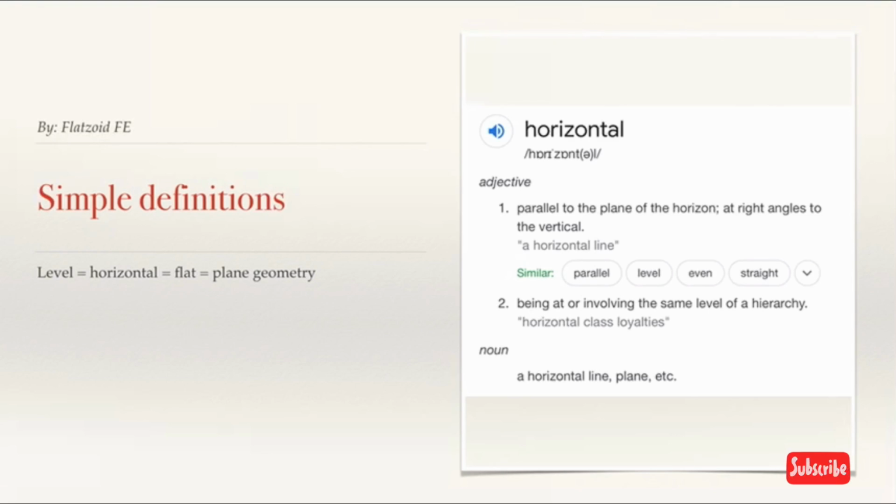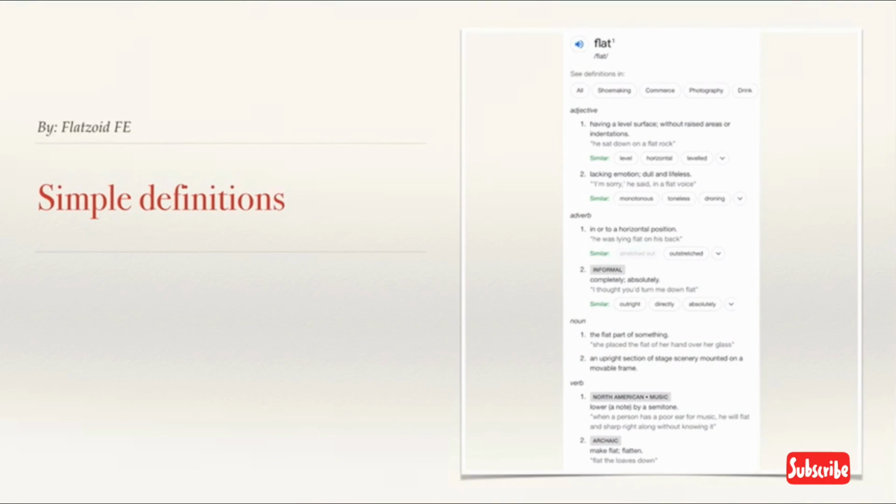Again, horizontal is a plane of the horizon at right angles to the vertical. Right angles can only happen with straight lines. It can only be flat, same height, level. Still we go on, flat. I think that's very self-explanatory. It's amazing how level, horizontal, flat, and planar geometry all have the same thing in common. None of them curve. They're all intertwined with each other.